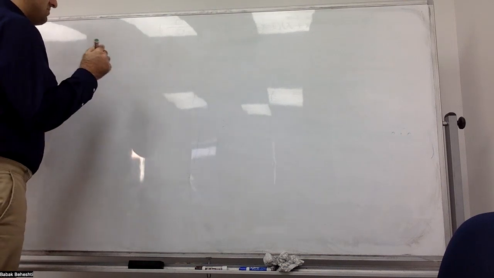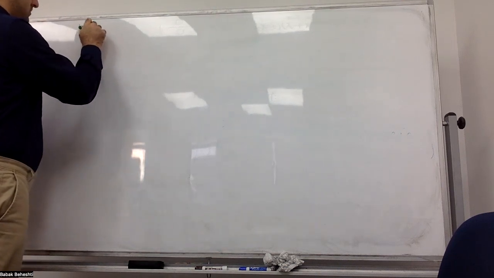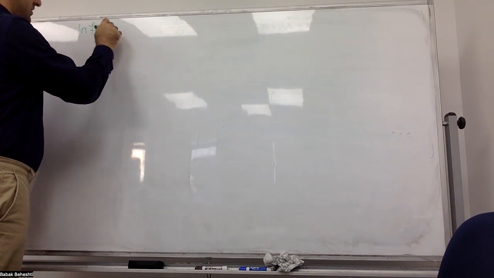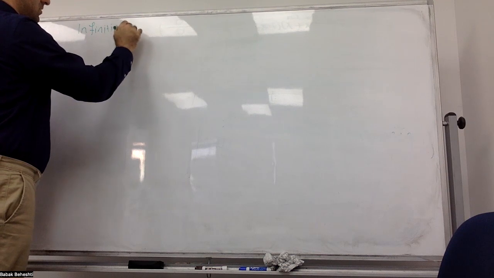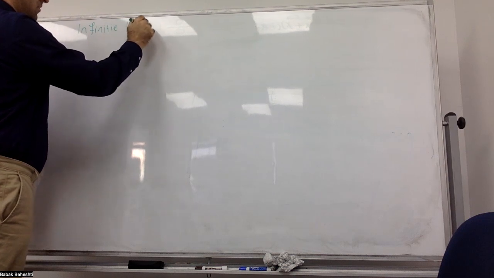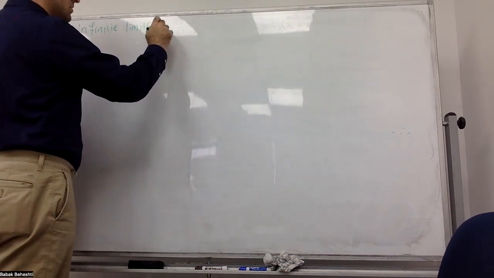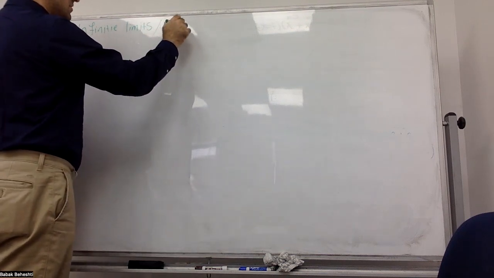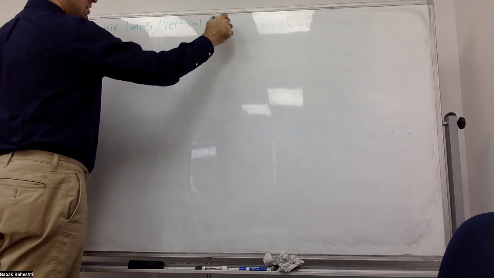So I want to talk about infinite limits and vertical asymptotes.